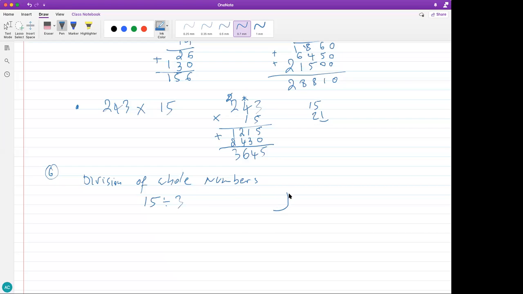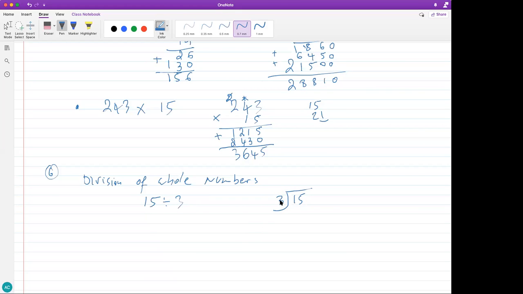So you've got to have your division set up like this. What number goes inside of this? 15. The first number always goes inside. So 15 divided by 3, or you can say 3 into 15. But the first one has to go inside.